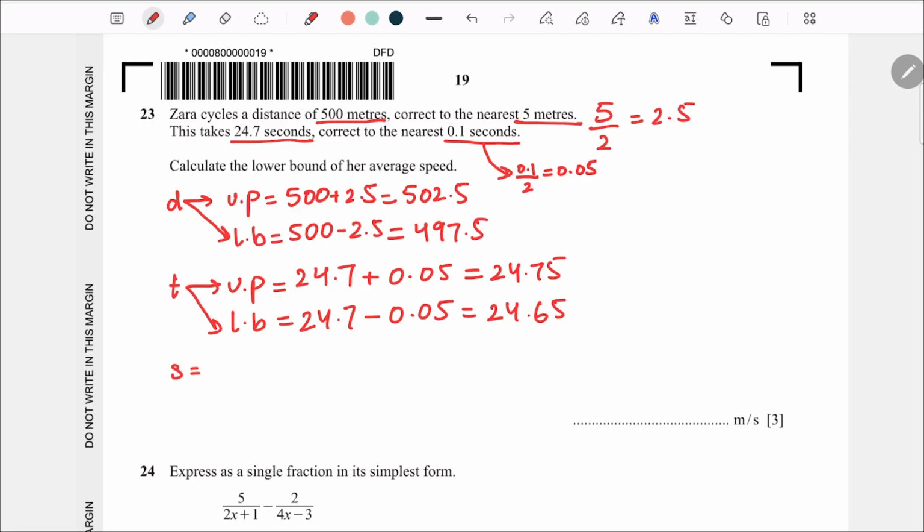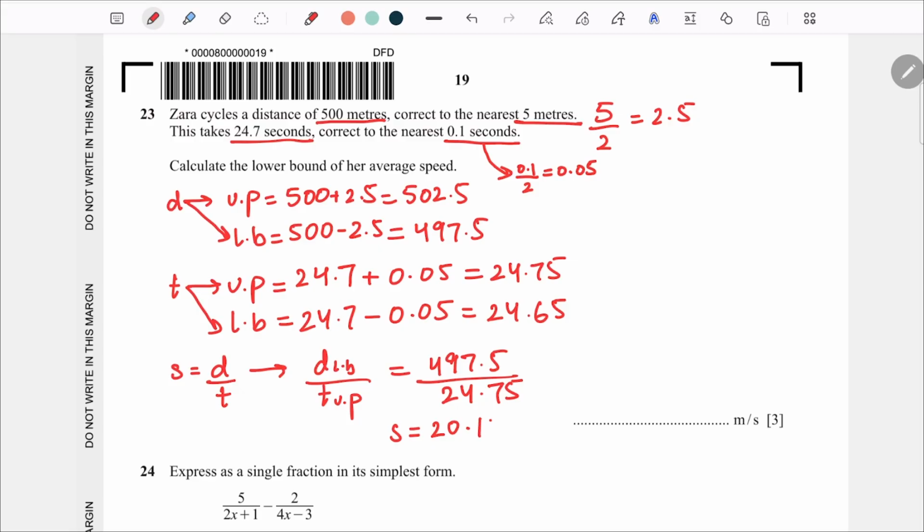Now we basically have to find the lower bound of our average speed. So the formula for speed is equal to distance divided by time. The smallest value of distance divided by time will be obtained by dividing the smallest value of distance by the largest value of time. The numerator needs to be small, denominator needs to be large. So we'll basically divide the lower bound of distance by the upper bound of time. Lower bound of distance is 497.5 and the upper bound of time is 24.75. The answer will be S is equal to 20.10.